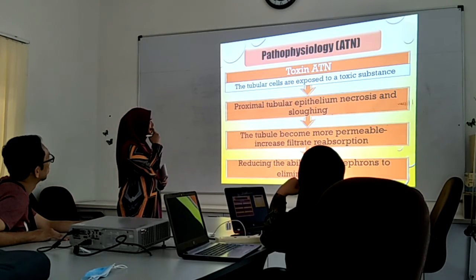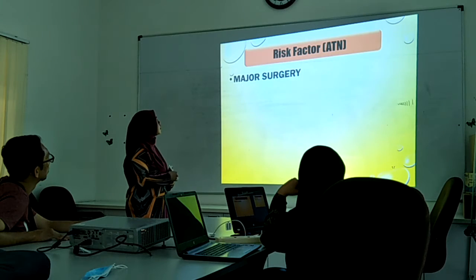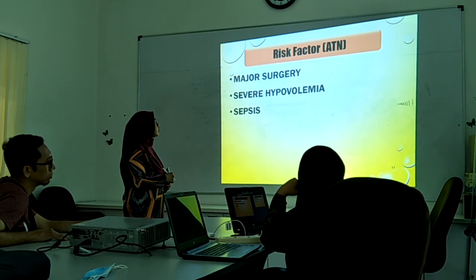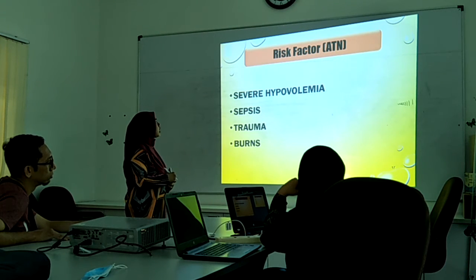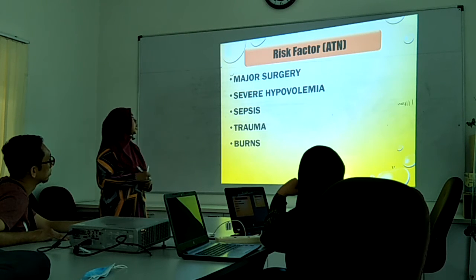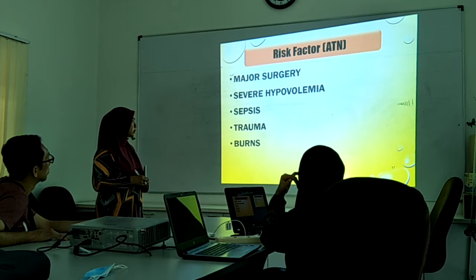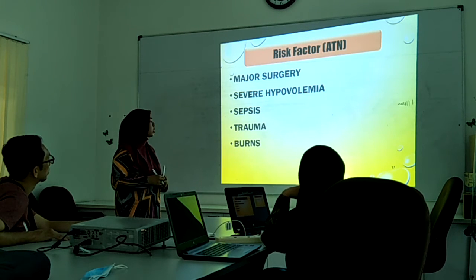Okay, next. Risk factors of acute tubular necrosis come from major surgery and severe hypovolemia, or patients who undergo sepsis, trauma, or burns.